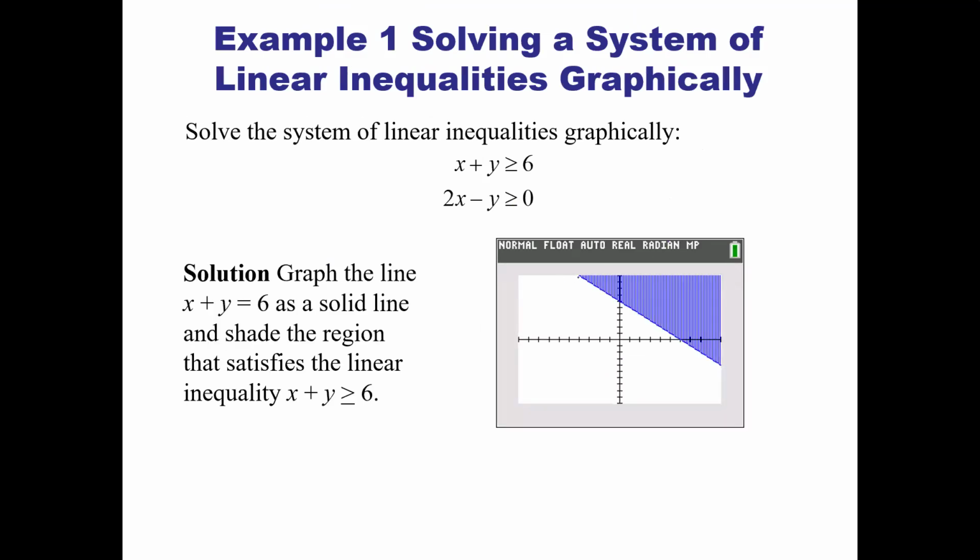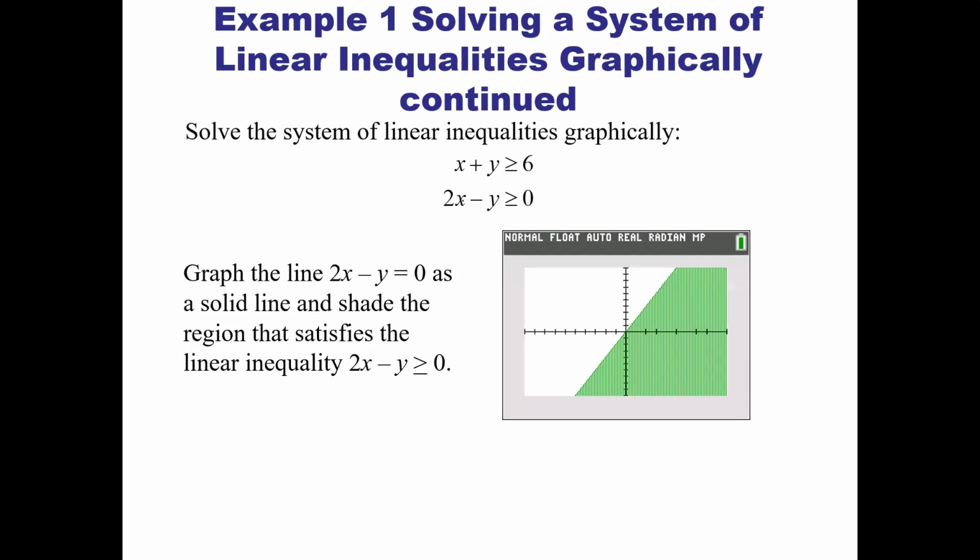And so our first one is going to be everything greater than that. So we have the line going down that's solid because of the greater than or equal to, and it's everything over to the right here. And so then we graph the next piece, and that's going to be this one.